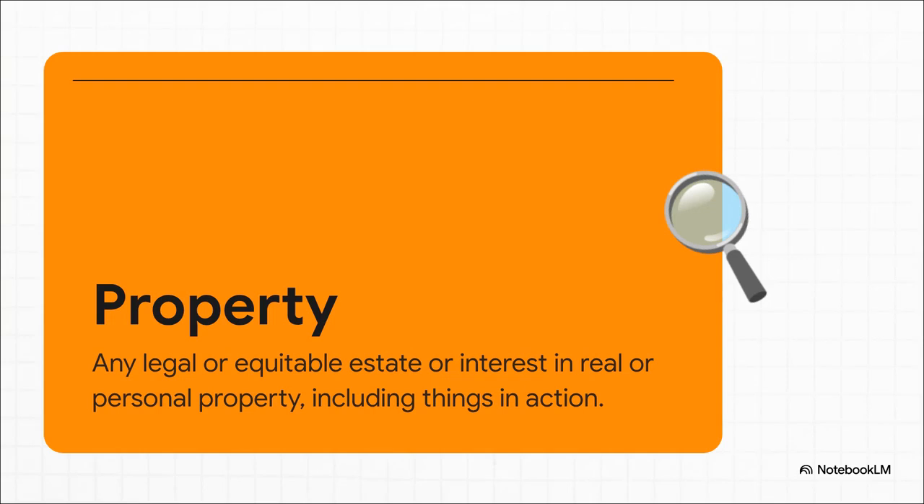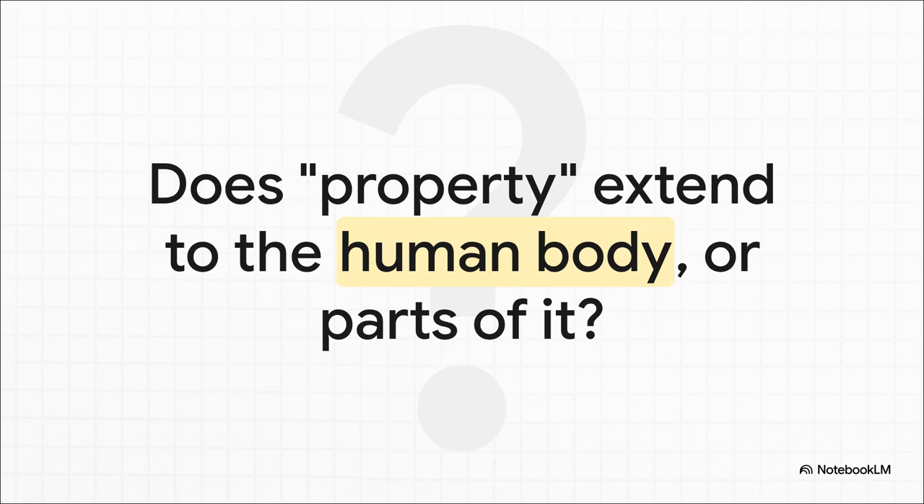First up, what do we actually mean by property? Well, the definition in the Acts Interpretation Act is huge. It's incredibly broad. It covers pretty much any kind of legal or equitable interest you can imagine. But the courts have been asked to push this definition to its absolute limits. And this is where the case law gets really fascinating. Can a court actually make a preservation order over human tissue? The answer might just surprise you.